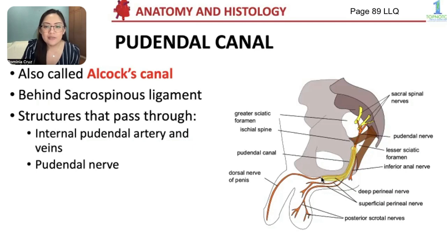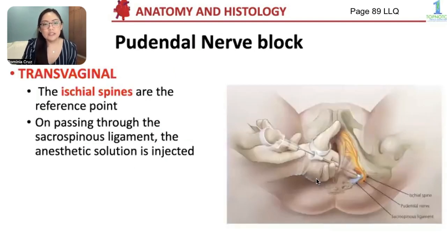So this canal is formed by the obturator internus fascia and would transmit the pudendal nerve and internal pudendal vessels. And this canal is also called your Alcock's canal. So during your pudendal nerve block, we aim to block the nerve as it enters the lesser sciatic foramen.